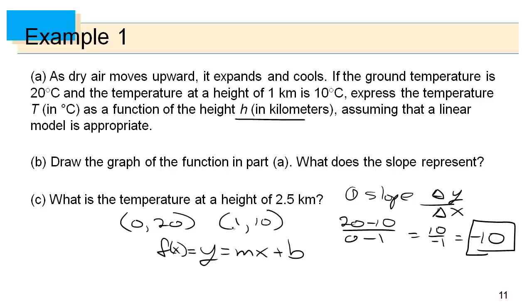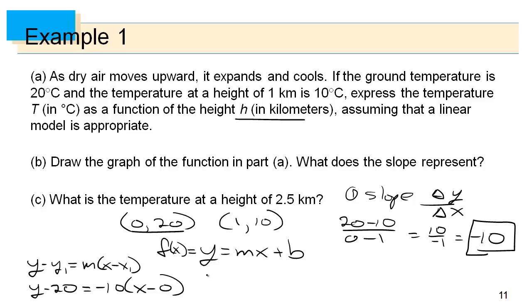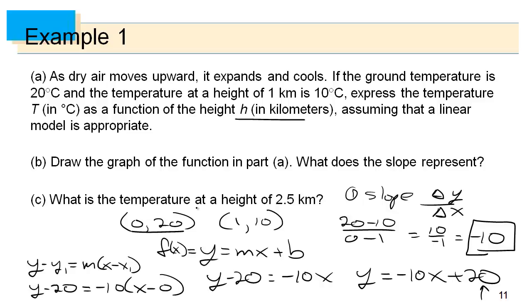Take either one of my points and I can plug it into the point slope form: y minus y1 equals m times x minus x1. I'm going to choose this point because it's the easiest. Now it's y minus 20 equals negative 10 times x minus 0. Y minus 20 equals negative 10x. Y equals negative 10x plus 20. Well, you should have kind of already known that b was 20 from this point right here, right? Because b is your intercept.